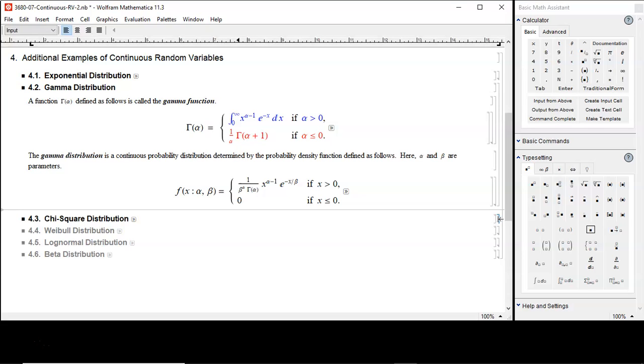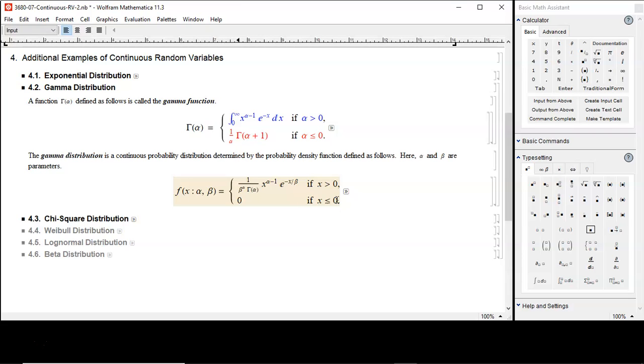Okay, we went through gamma function. And then what about gamma distribution? Gamma distribution is a continuous probability distribution determined by gamma function like this. When x is greater than 0, we have this expression. This one looks very much like the integrand of the gamma function with appropriate change of variable, of course. And then we have gamma function down here directly. We have two parameters, alpha and beta. And when x is less than or equal to 0, nothing there.